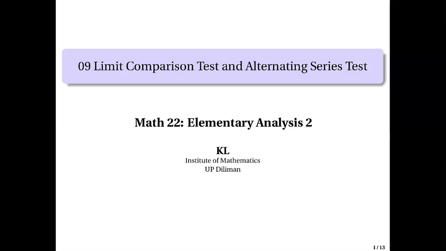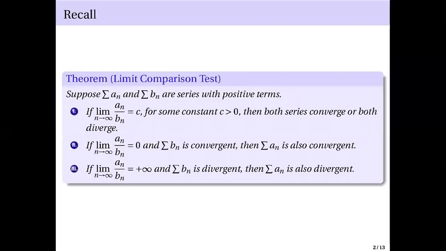So for today's discussion, we will solve some convergence or divergence of series, okay, using the limit comparison test and alternating series test, okay? So let us recall kung ano yung sa limit comparison test. So here we have two series with AN and series with BN. So these series are series with positive terms.